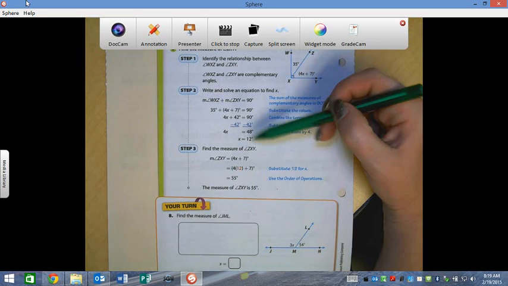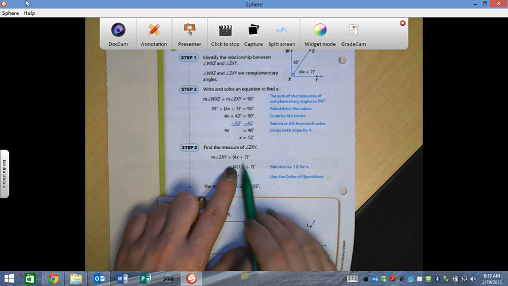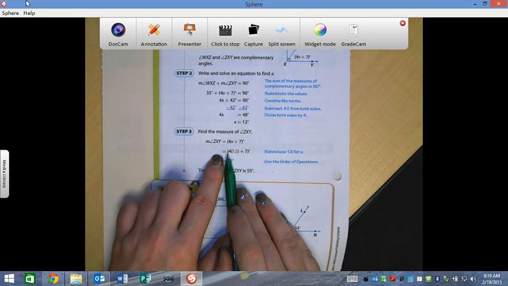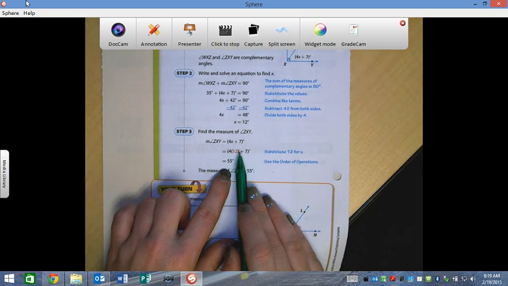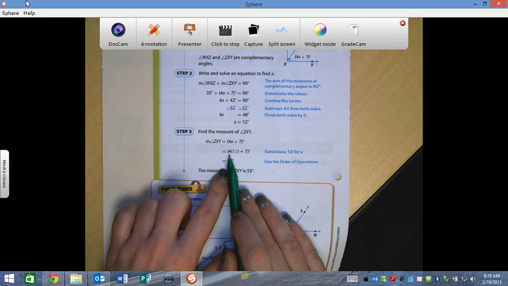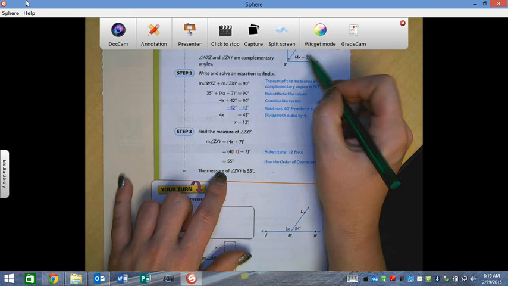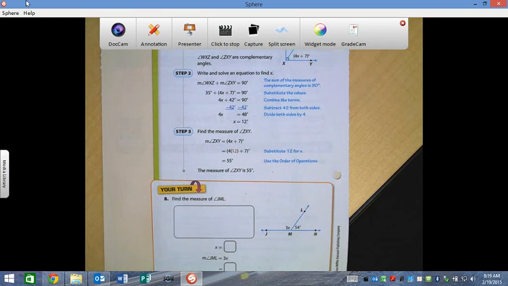Okay, we know x equals 12, so we need to plug it back in. So 4x plus 7, we're going to substitute in 12 for x. 4 times 12 plus 7. So we use our order of operations. 4 times 12 is 48. 48 plus 7 is 55. So this angle right here is going to be 55 degrees.